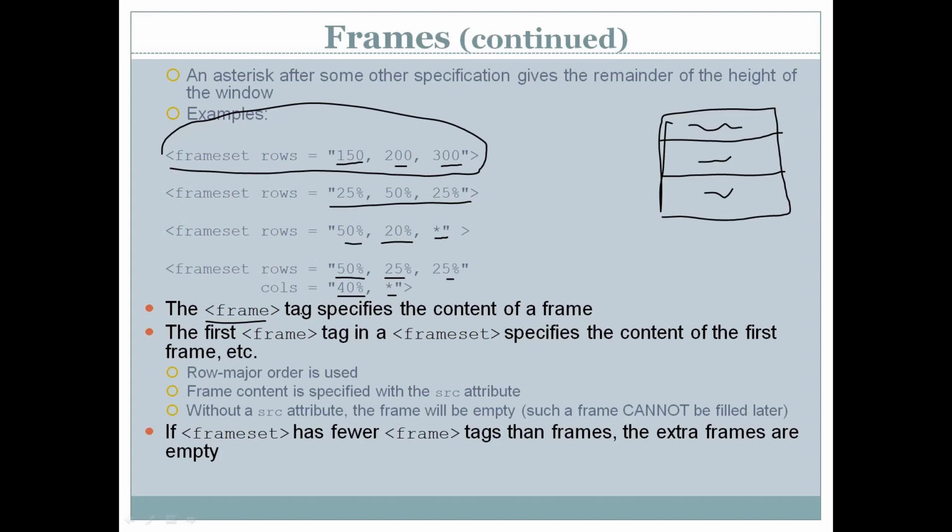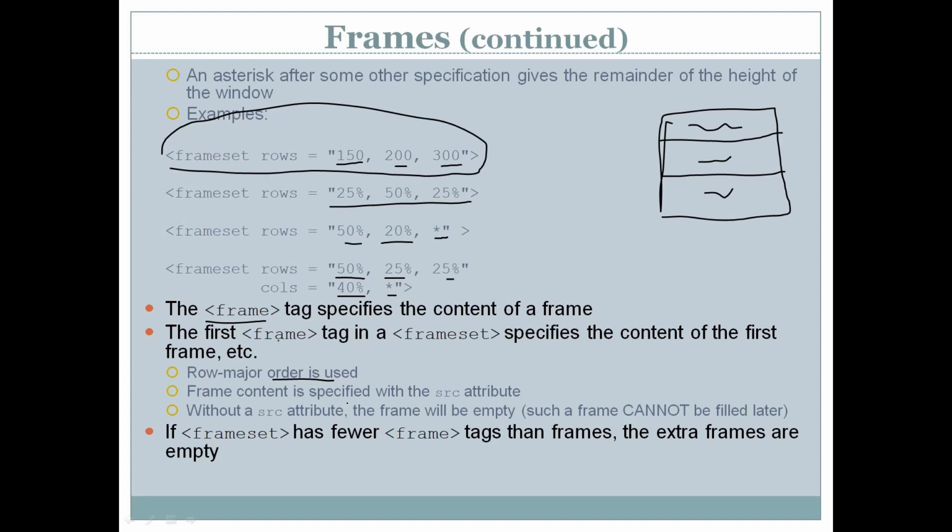It is like this: the frame tag specifies the content of a frame. So these sections are called frames. This is one frame, second frame and third frame. So the first frame tag in the frameset specifies the content of the first frame. If you include the first frame tag inside the frameset, that would specify the content of the first frame, and so on. Now here the row order is considered, that means the first row is considered first.